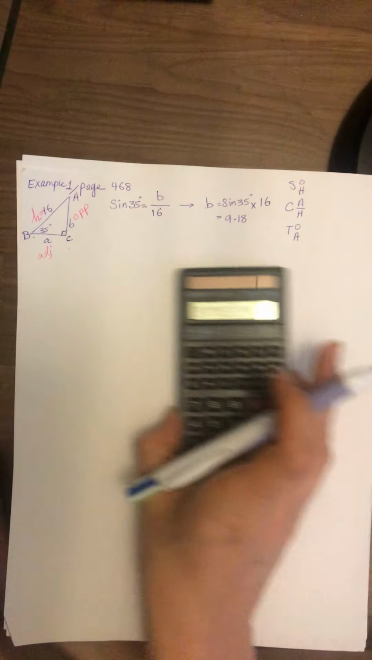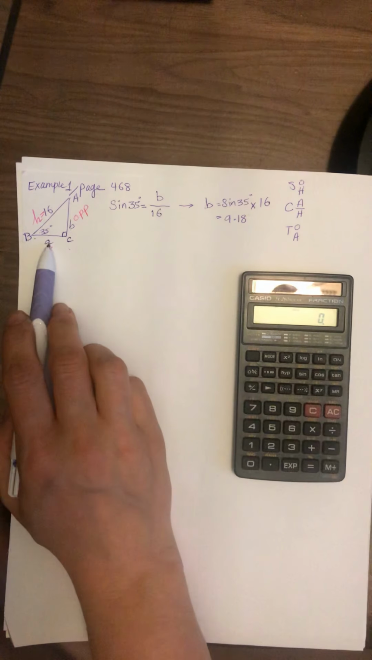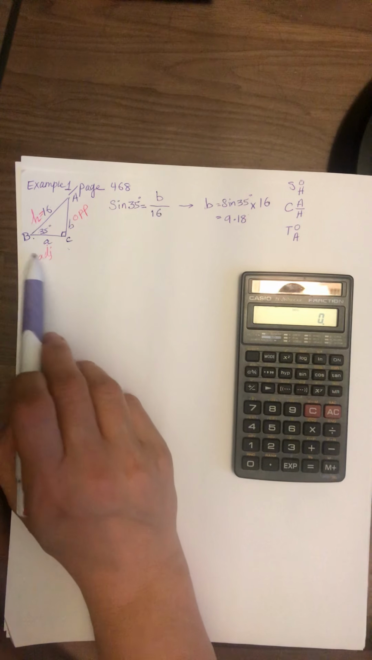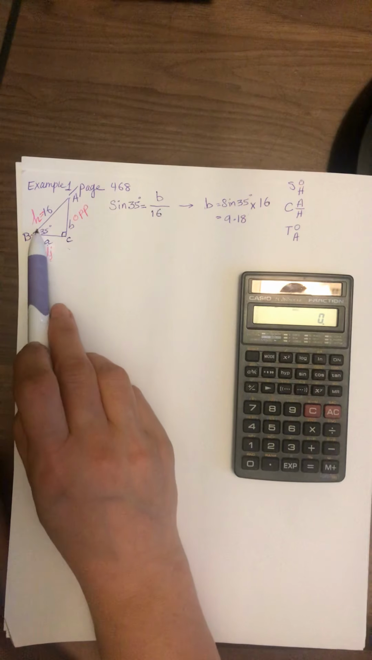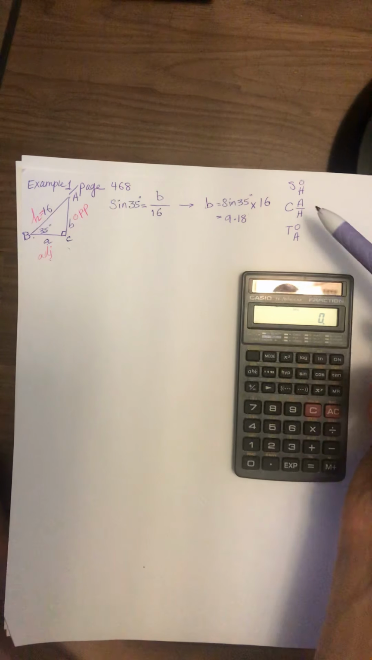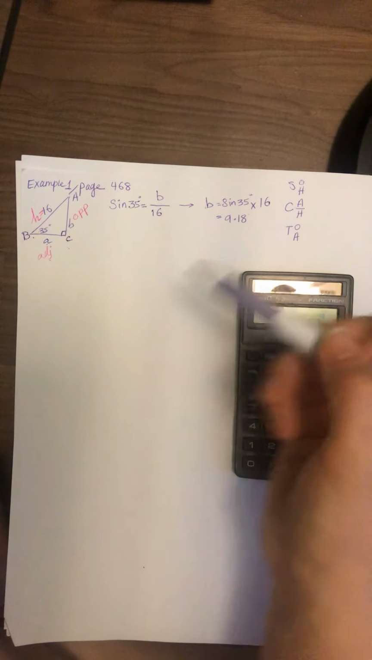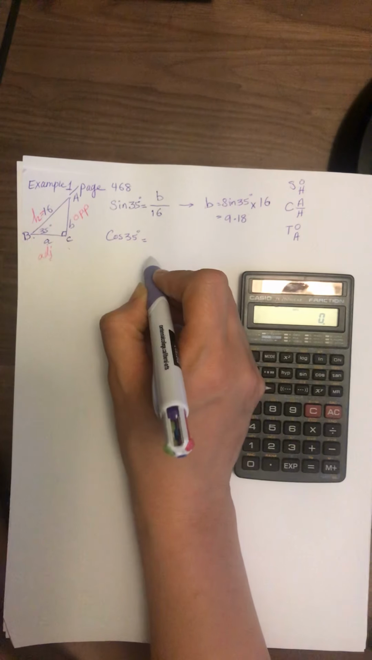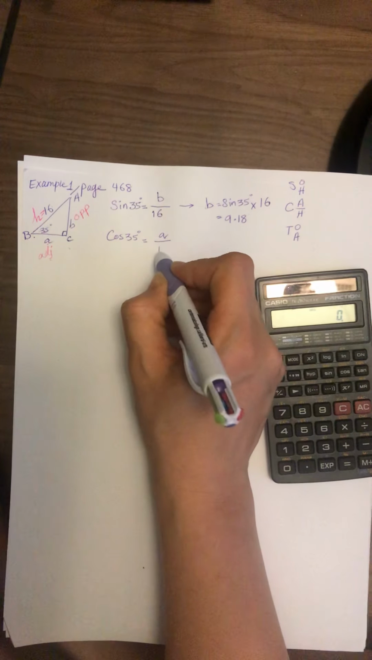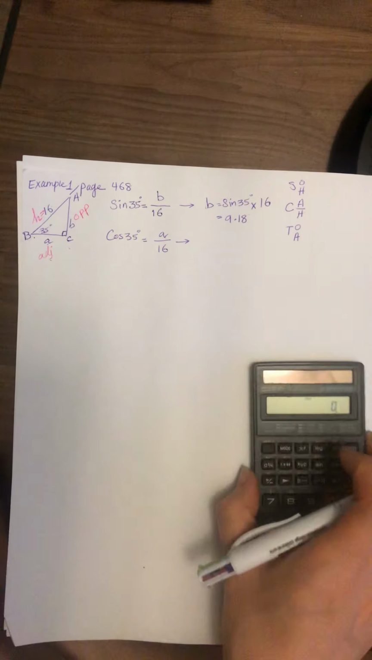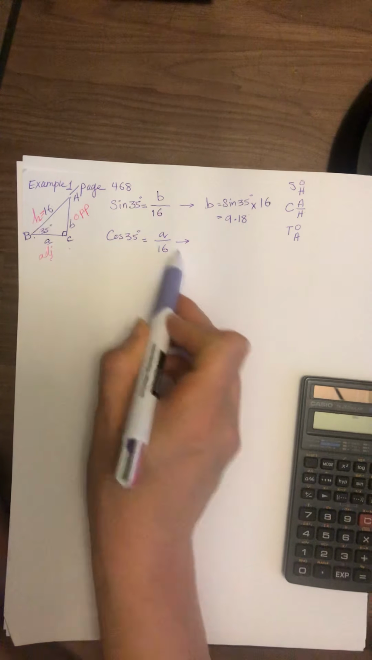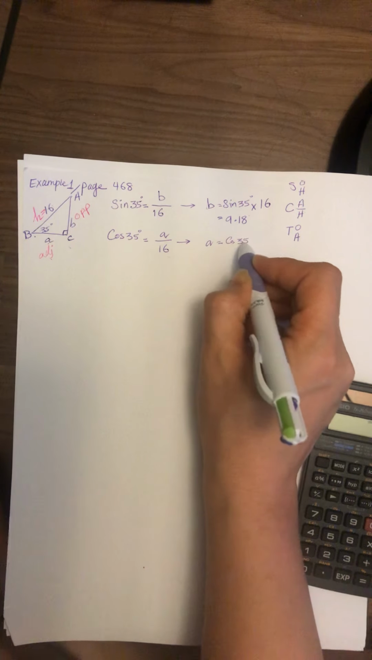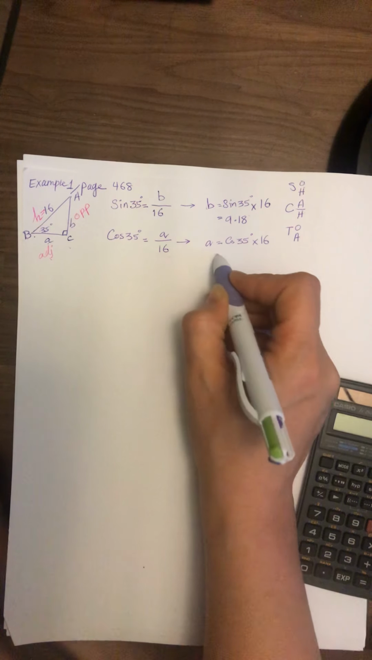Now let's try, in the same example, to find A. To find A, I have to say that A is adjacent, and I do have the hypotenuse. Adjacent and hypotenuse is the cosine ratio. So I'm going to say cosine 35 is adjacent over hypotenuse. So to find A, I have to cross multiply. A is going to be cosine 35 degrees times 16.